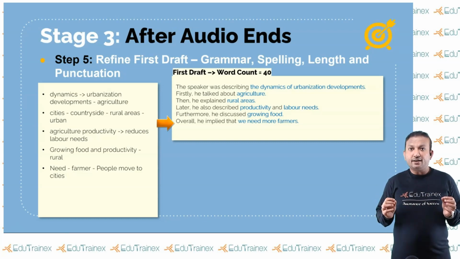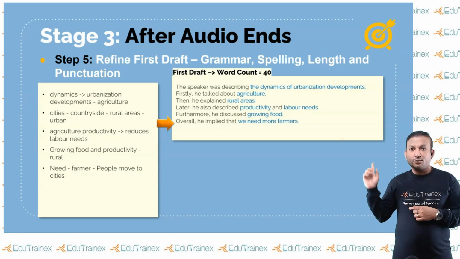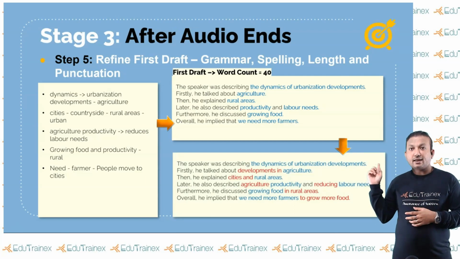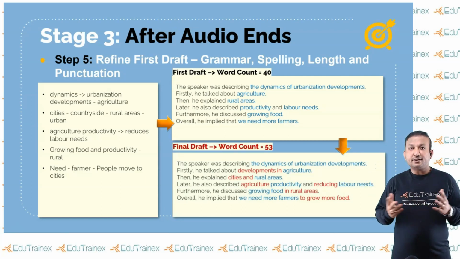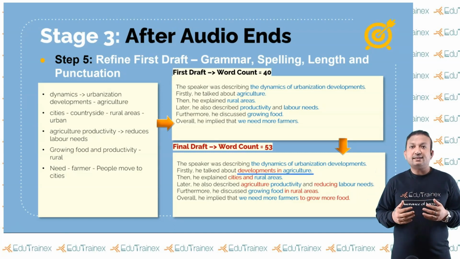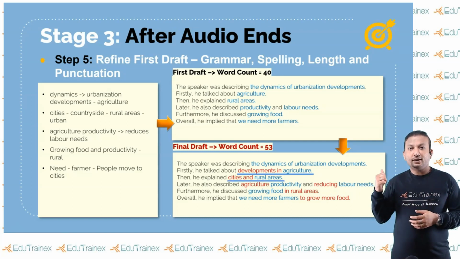See how I have added more keywords from my notes to increase the word count. The ones highlighted in red. In the second sentence, I added more meaning. Instead of agriculture, I am now saying developments in agriculture. In the third sentence, I expanded it by saying cities and rural areas. In the fourth one, again I added more information around the keywords used earlier.